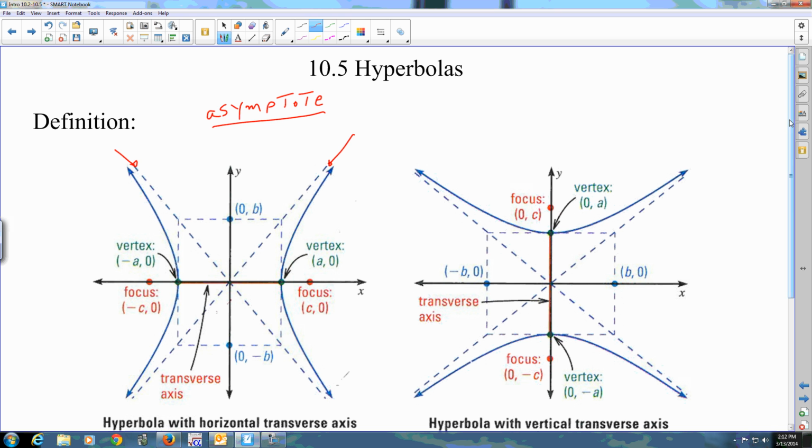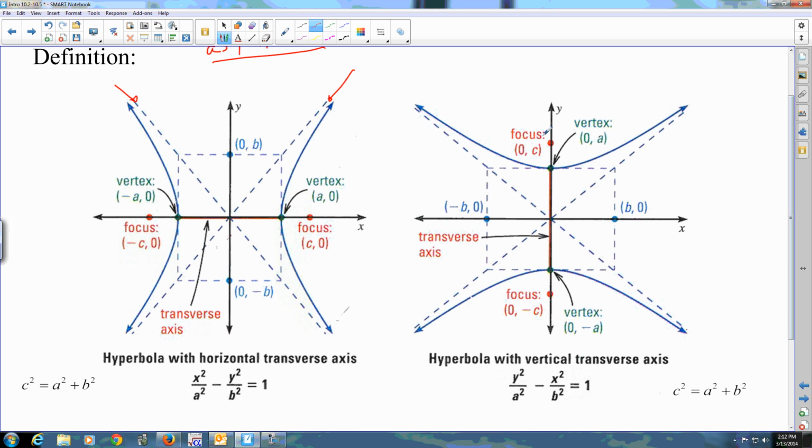Some differences in the formulas. First off, notice some open up and down and some open side to side. It's both pieces. This is one entire graph. It's not like the parabola where you had one piece. No, it's two pieces. Both pieces are a part of the graph.